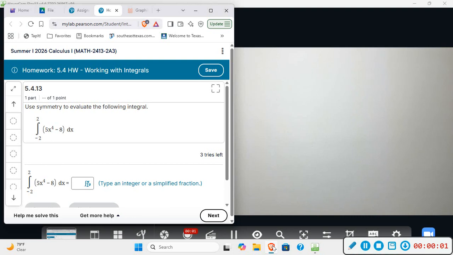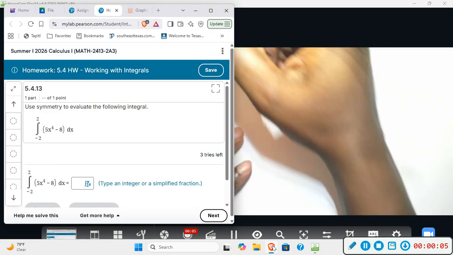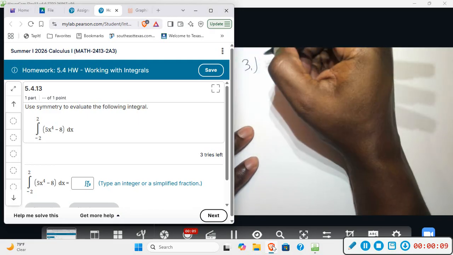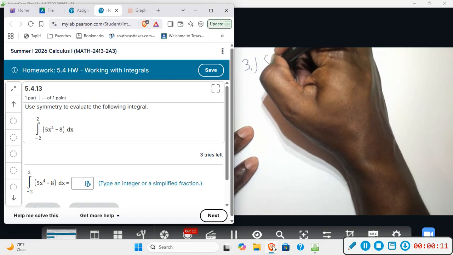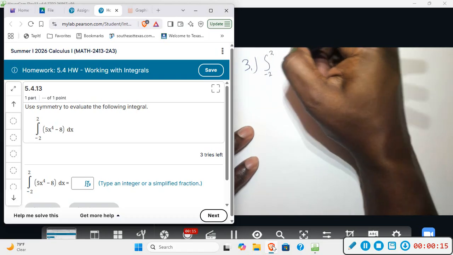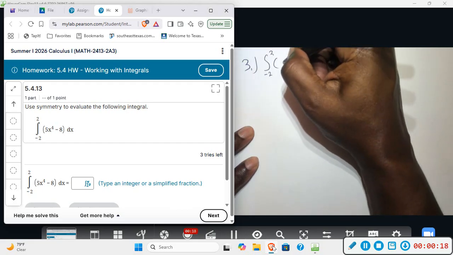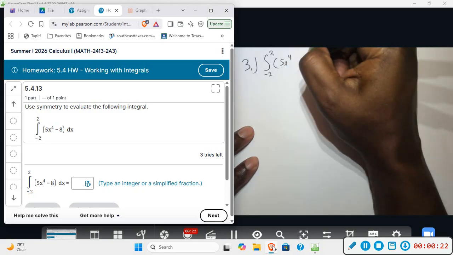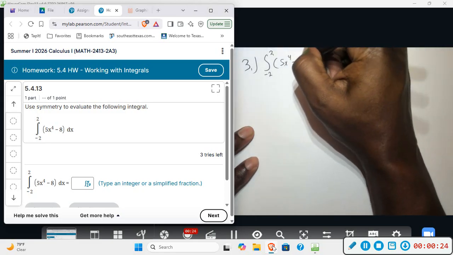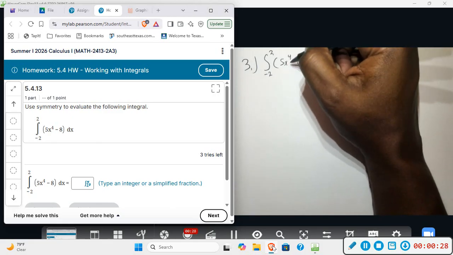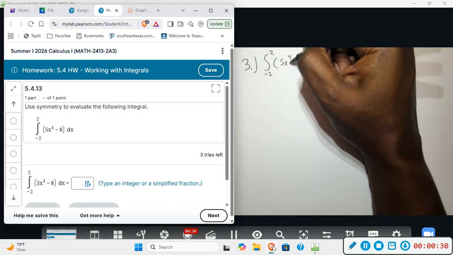Number 3, it says use symmetry to evaluate the following integral. What we are seeing here is we are evaluating the integral from -2 to +2, and we have the function 5x to the 4th minus 8.